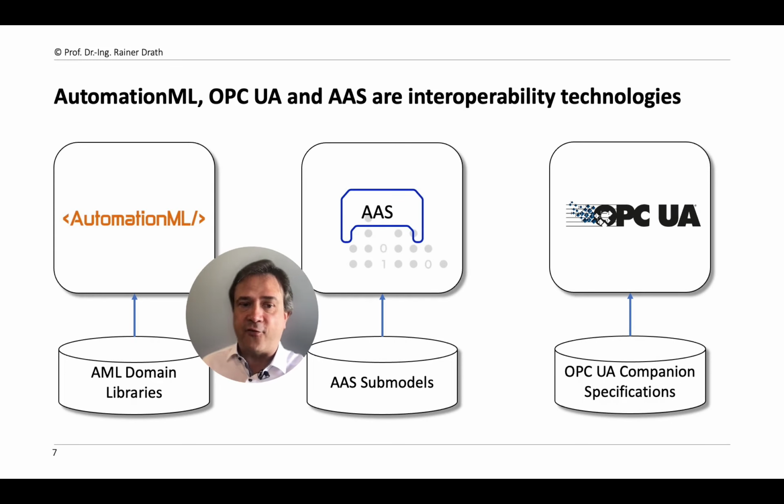And now we have 3 different interoperability technologies on board: Automation ML with their Automation ML domain libraries, the Asset Administration Shell with their AAS submodels, and OPC UA with its OPC UA companion specifications. Scientifically, they look very similar. They all do object-oriented modeling in a structured way. They create libraries and they create templates, and they do semantic and syntactic modeling in a machine-readable way. And the question is now, why do we need 3 of them when they are so similar?